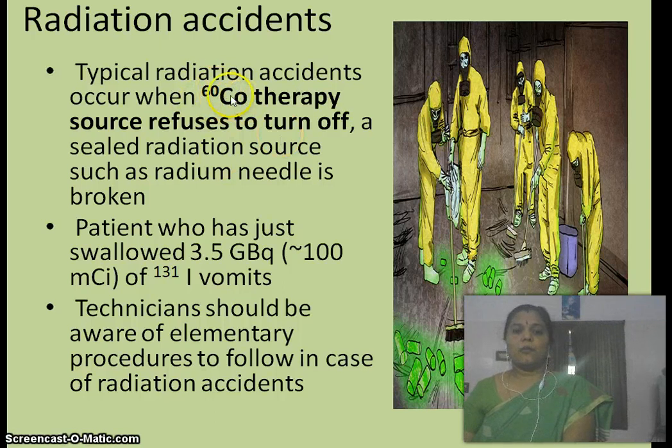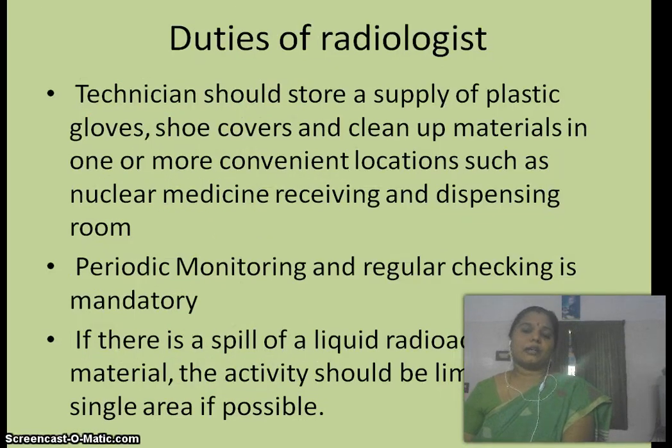For instance, in cobalt-60 therapy, if the cobalt-60 source refuses to turn off during the treatment, or if the patient vomits after intake of iodine 131, a radiation accident may happen. The technician should always be aware of all the elementary procedures to be carried out if an accident occurs.